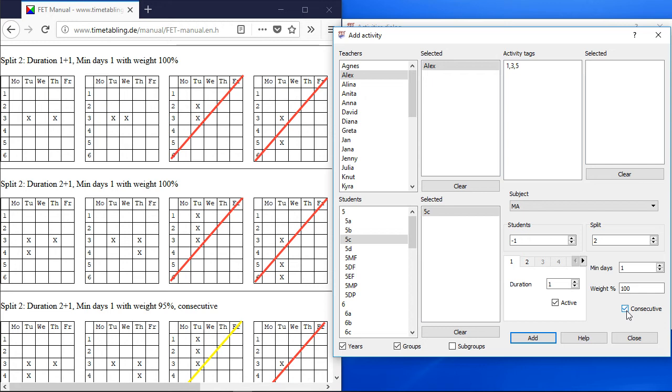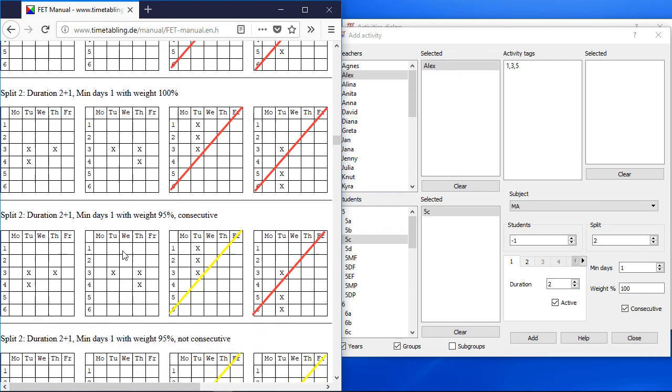Let's check what happens if the first activity has duration 2 while the second still stays at duration 1, including a 1 min days constraint with 100% weight. Of course it isn't allowed that both activities are placed on the same day because of the 100% weight. But the maybe surprising fact is that the activity with duration 2 must not be before the activity with duration 1. Both activities can be swapped. In normal cases this is a perfect solution for all schools.